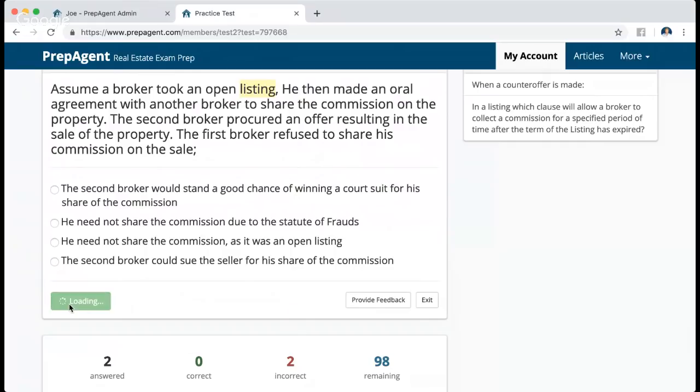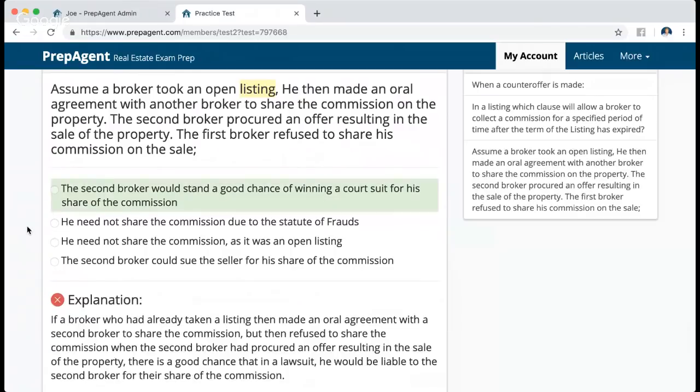And here we go. Okay, the answer is the second broker would stand a good chance of winning a court suit for his share of the commission.